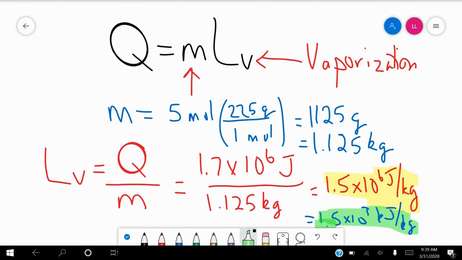But there's the answer. So your latent heat of vaporization for substance X is 1.5 times 10 to the 6 joules per kilogram.